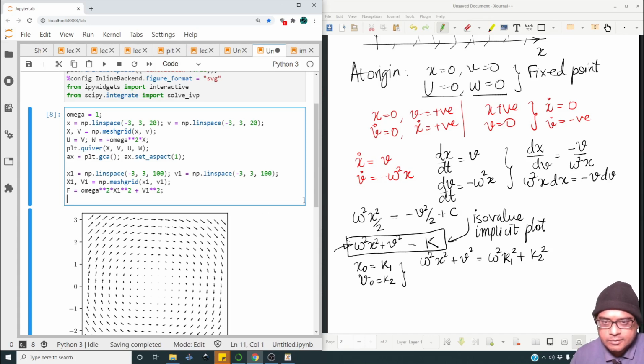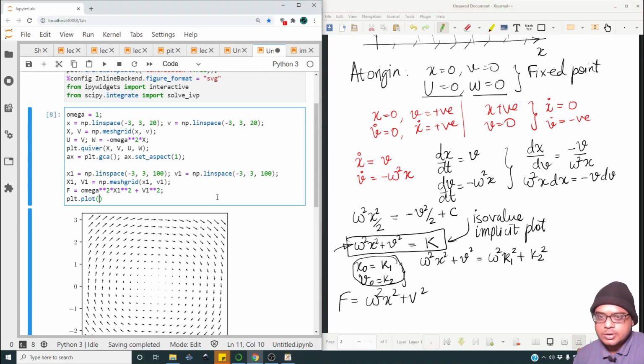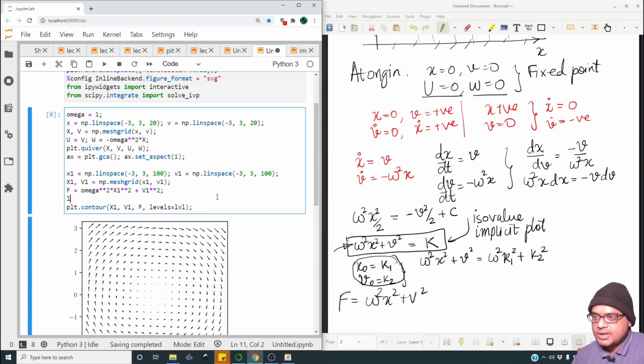So essentially the function on the left hand side is f. So f is omega square x square plus v square. And now depending on which ISO value of f we plot, we should obtain various contours, each corresponding to a different initial condition. Alright, so let me go ahead and plot this. So plt.contour. We will make a contour in the x1 v1 plane of the function f and levels equal to LVL.